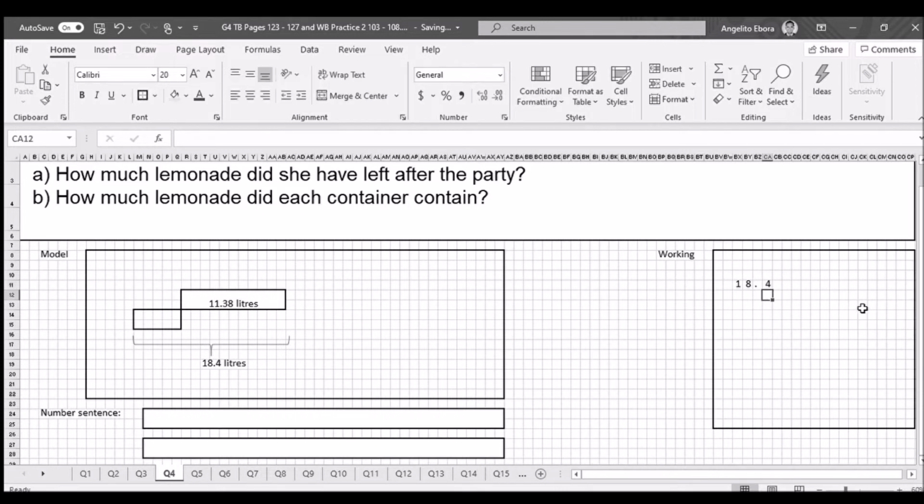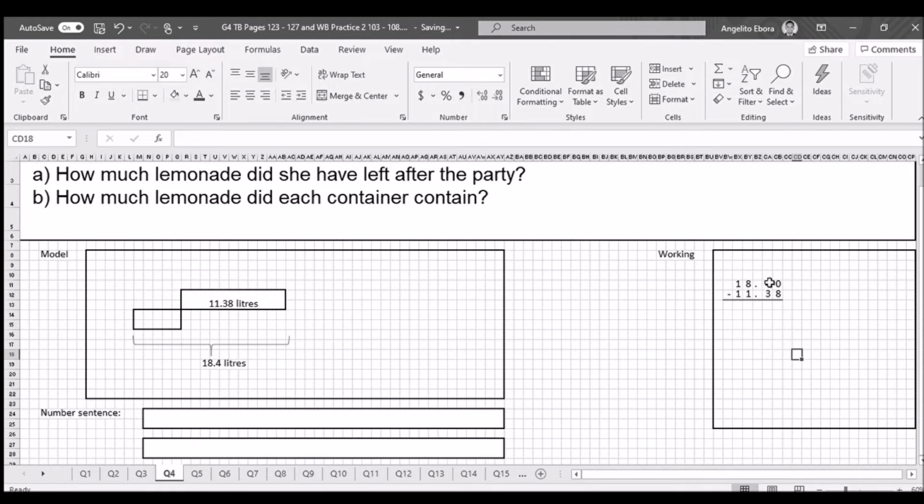18.4 minus 11.38. Okay, so when you subtract, this one, you need to add 0. Okay, so we cannot subtract 8 from 0, so we have to regroup 4 and 0.